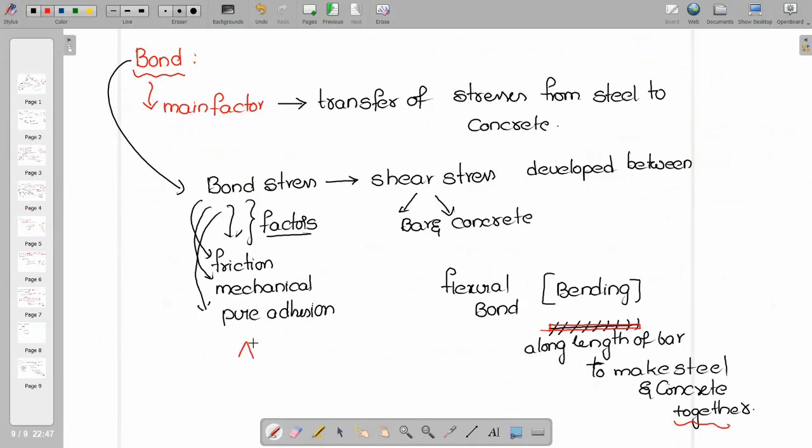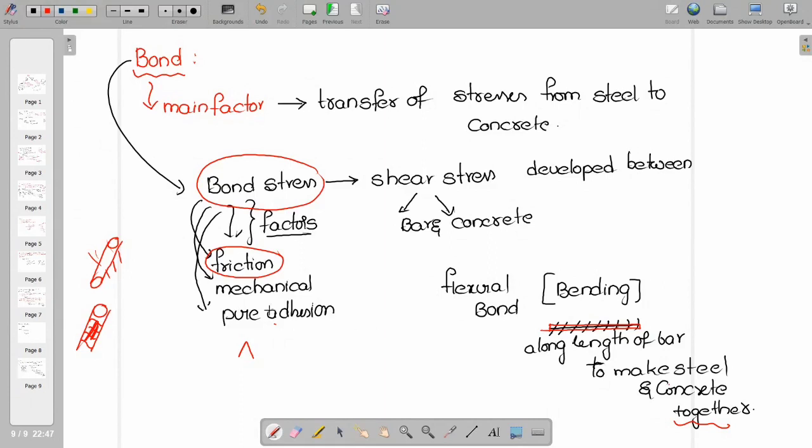Similarly, what they can ask you is, sir, please repeat the factors of bond stress. Friction, sir. Suppose there is a plain bar in concrete, there is slippage. Instead of that, if the bar is threaded, there will be friction between concrete and steel. A rough surface will have more friction.